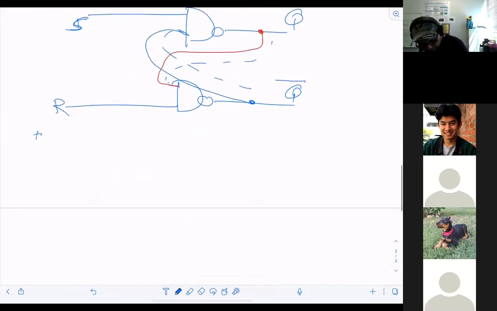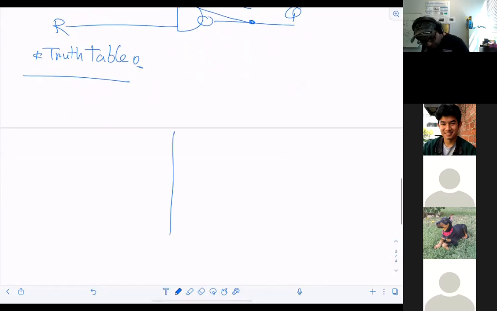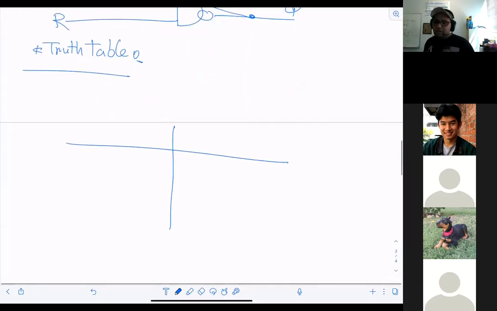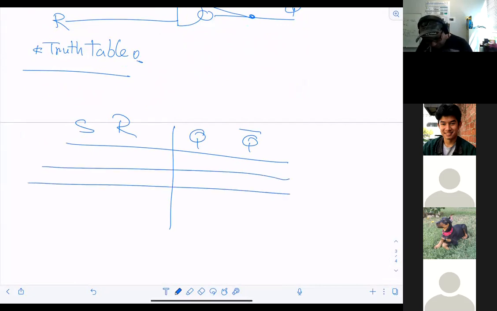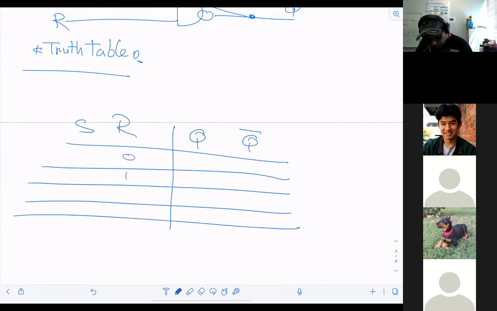So I have to have a truth table. The truth table has inputs and outputs. Inputs are S and R, and the outputs are Q and Q complement. Can I put R before S, and is SR the same? Okay. So how many states is this table covering? 4, right: 0 0, 0 1, 1 0, 1 1. M0, M1, M2, M3. So far so good?